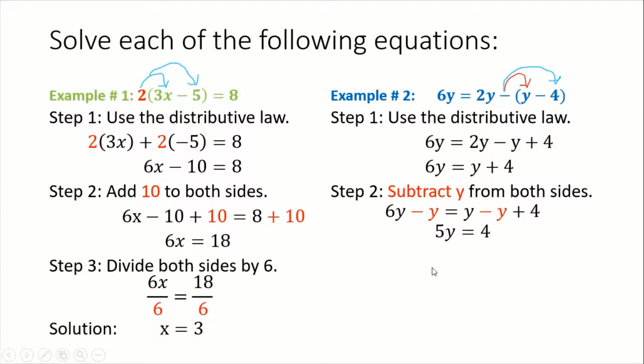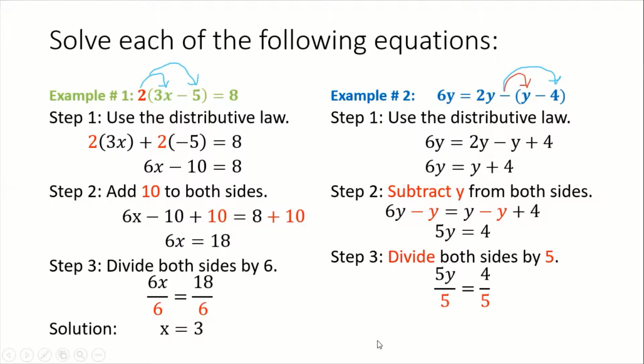How can you get y by itself? By doing the opposite of multiplying by 5, which is to divide. Divide both sides by 5. How would you represent this? You would represent this as 5y all over 5 is equal to 4 all over 5.